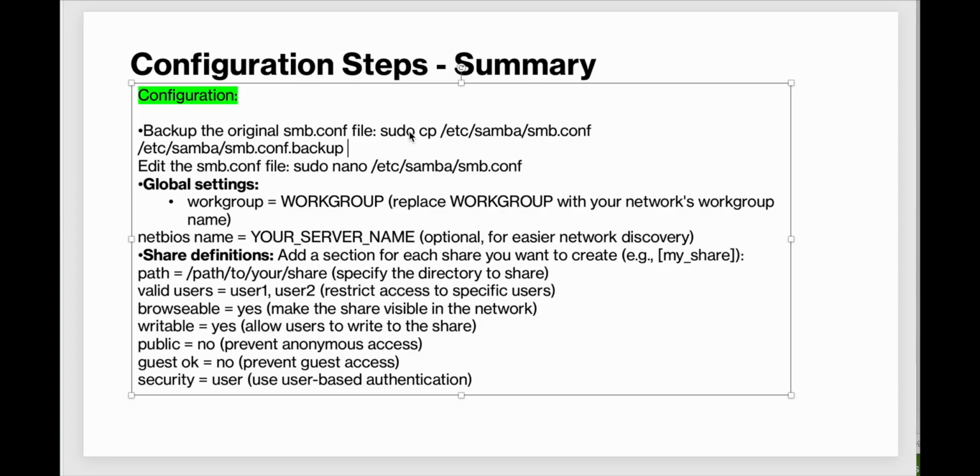One way to back it up is to copy the file in the same directory, which makes a copy of smb.conf. When you copy the file in the same directory and rename it, it retains the original file but also makes a copy, in this case named smb.conf.backup. Now we're going to go through the configuration steps in the next video.